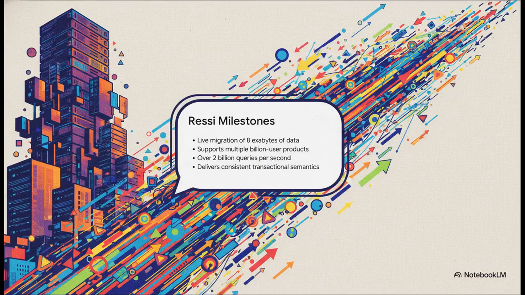And the scale of this transition? Absolutely staggering. To pull off Resi, Google successfully executed a live migration of 8 exabytes of data. 8 exabytes! Today, this powerhouse engine supports multiple billion user products and handles an aggregate of over 2 billion queries per second. It gives you the declarative power of SQL paired with those ironclad ACID transactional semantics you'd expect, all at a scale we used to think was just impossible.